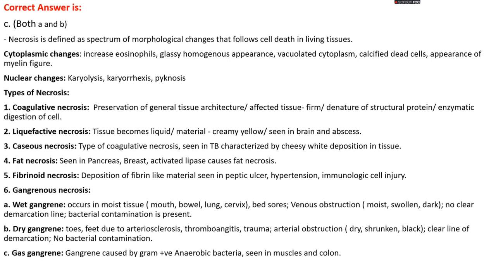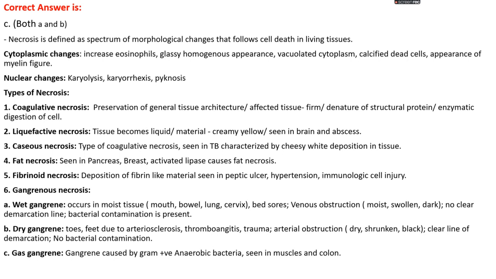and gas gangrene. Wet gangrene mostly occurs in moist tissue, that is mouth, bowels, lungs, cervix, and is also seen in case of bed sore. In wet gangrene, venous obstruction takes place, which leads to moist, swollen, and dark tissue. There is no clear demarcation between the healthy and the gangrenous tissue. And bacterial contamination is also sometimes present in case of wet gangrene.